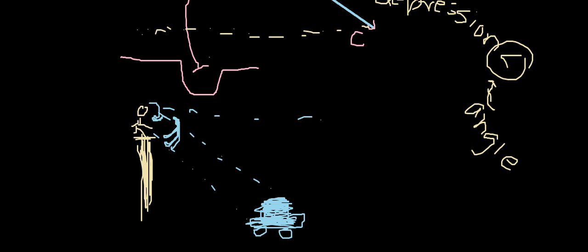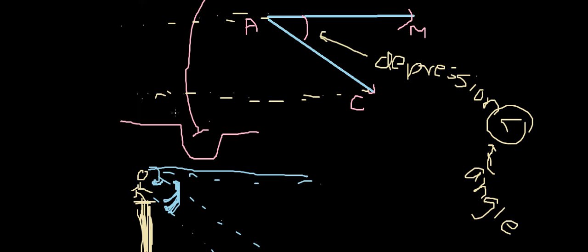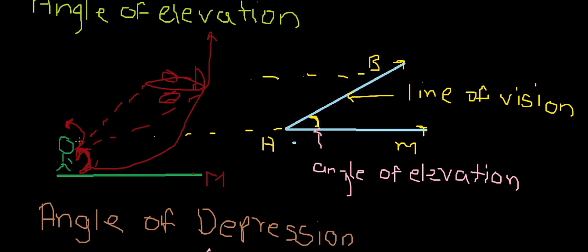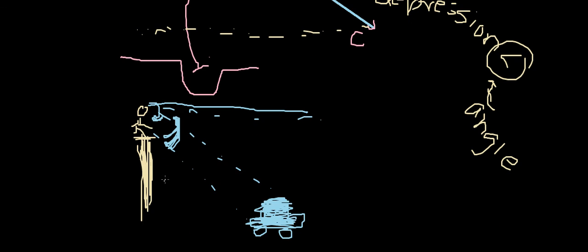You can see here my vision is in depression. That is, it's below the normal. The normal vision is this, and it's below, and we had the normal vision earlier, where the angle of elevation was above, it was elevated. Here we have it below. So this is my angle of depression.